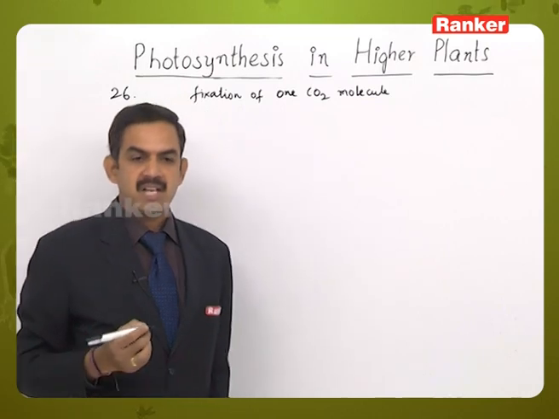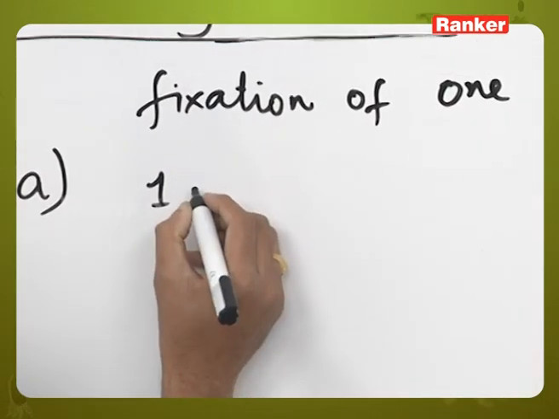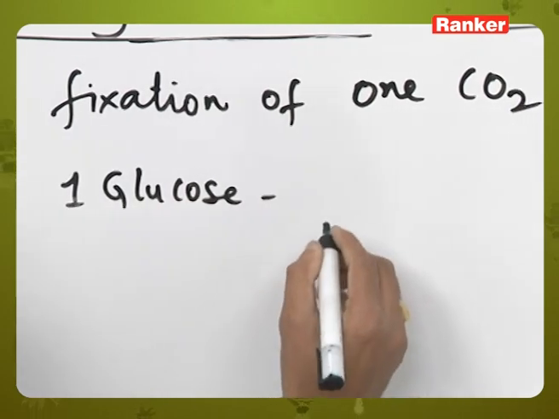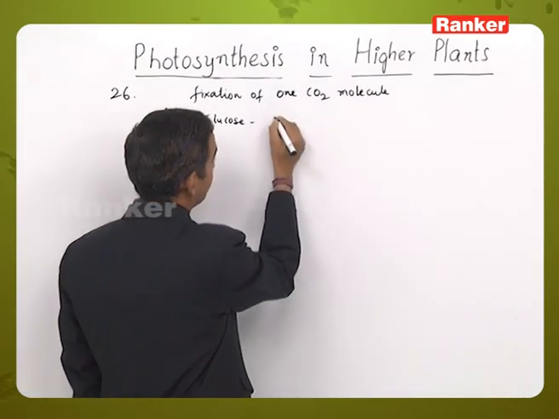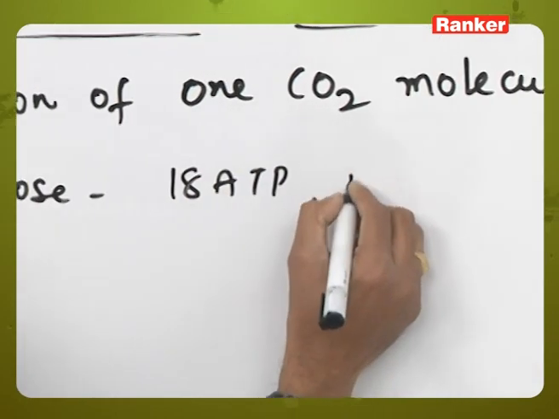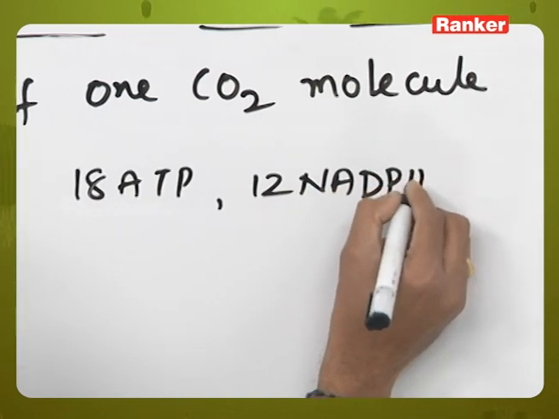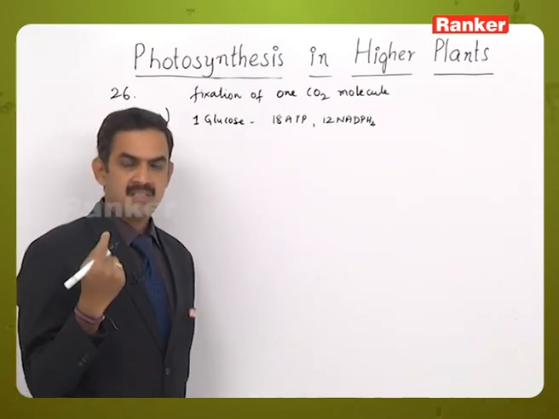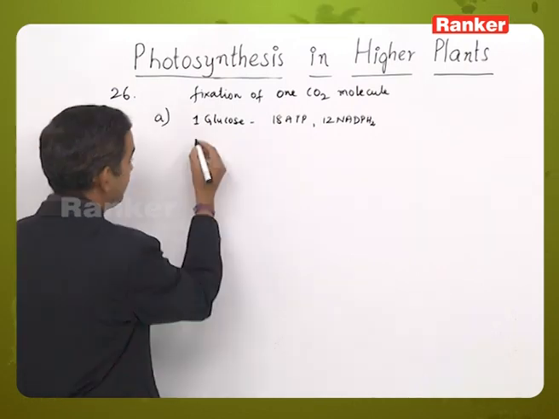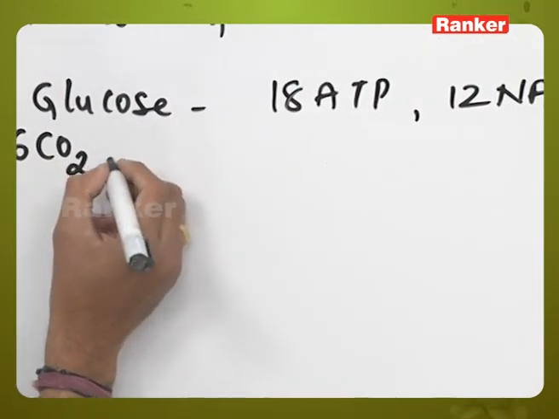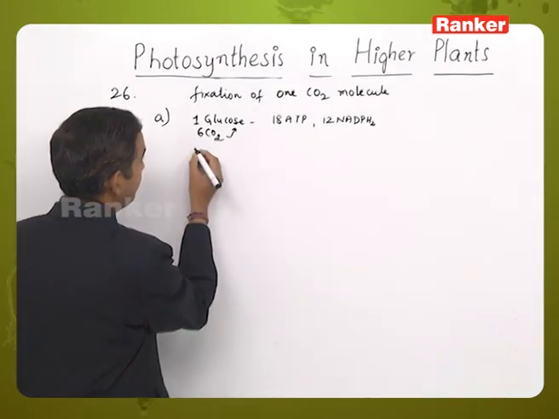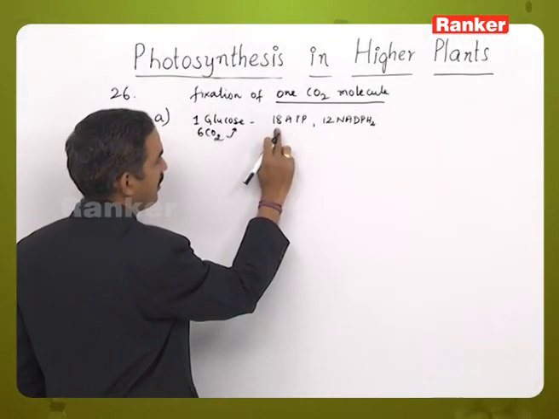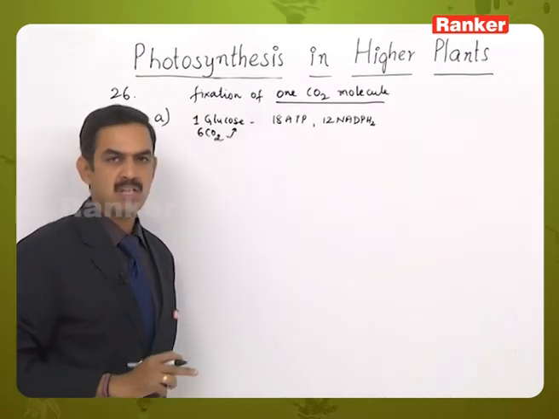Let us start with the first option. We have already said that to produce one glucose molecule they require 18 ATPs and 12 NADPH molecules, and to produce one glucose molecule, the Calvin cycle has to operate 6 times. That means 6 carbon dioxides have to be accepted to produce one glucose molecule. As the question is related to one carbon dioxide molecule, for 6 carbon dioxide molecules the number of ATP is 18 and the number of NADPH2 is 12 molecules.